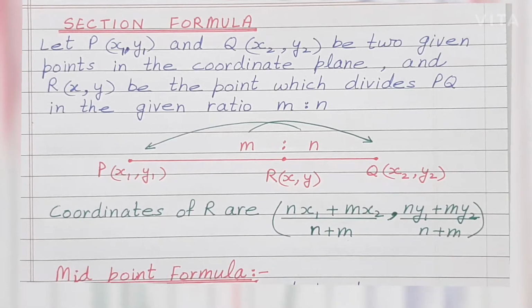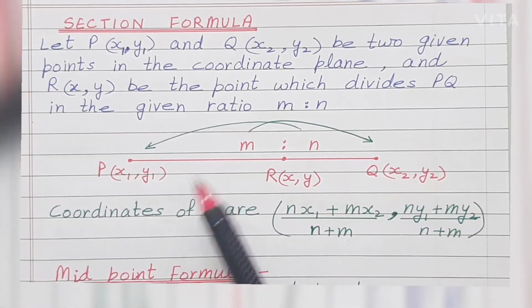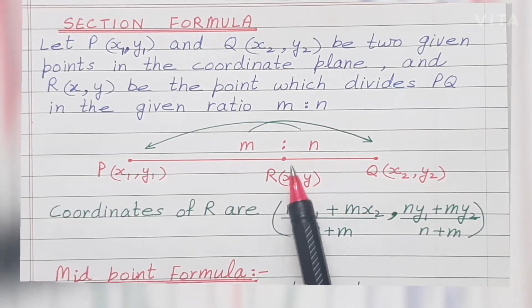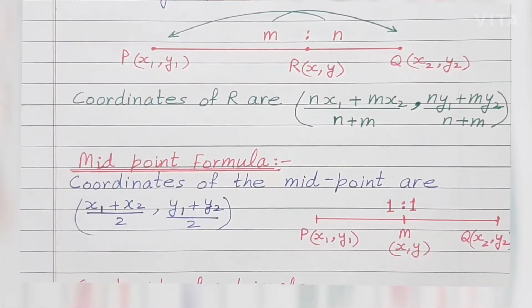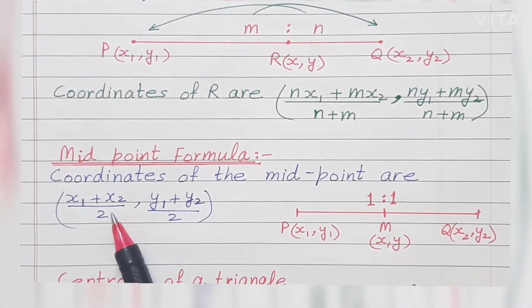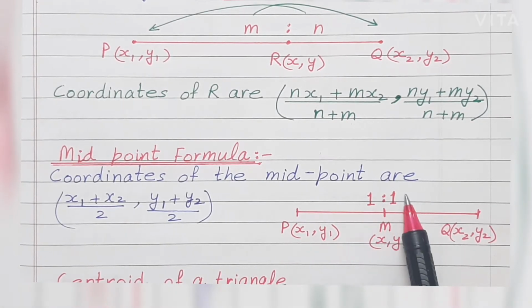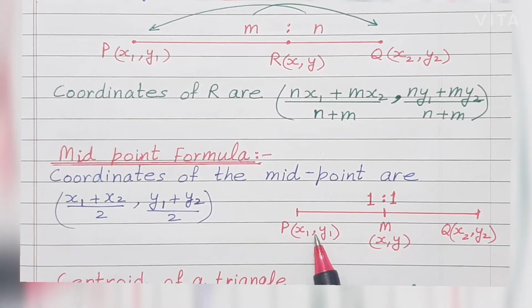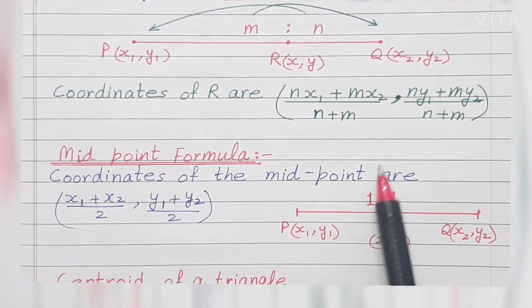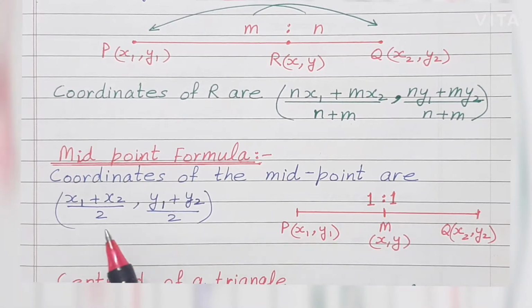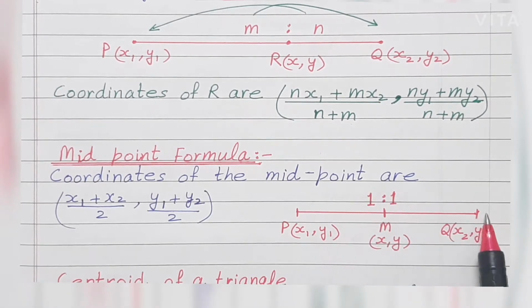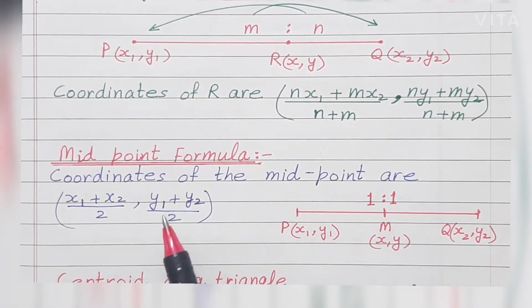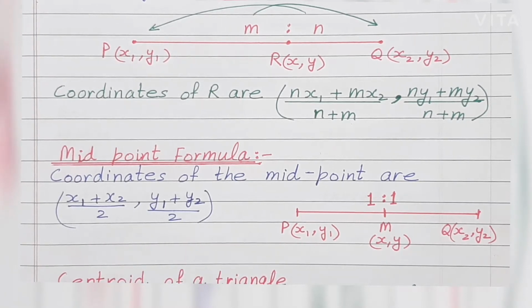Clear? Now let us see what happens when the ratios are same, that is, when R is the midpoint of PQ. That formula, students, we call it the midpoint formula, where the ratio is 1:1. Clear? So in this case, it will become (1 into x1 plus 1 into x2) upon 1 plus 1, that is 2. Similarly, (1 into y1 plus 1 into y2) upon 1 plus 1, that is sum of ratio. So this is how you'll find the midpoint. I hope it is clear to everyone.